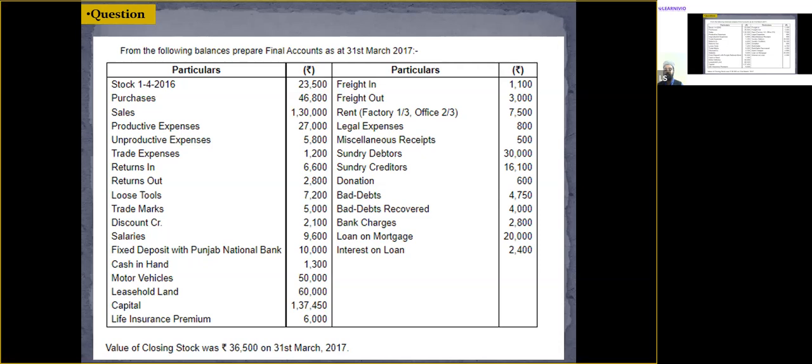Then the next item we have is fixed deposit with the Punjab National Bank. So we have a fixed deposit account with a particular bank, and in that account we have 10,000 of bank balance. So tell me, what do you think? Is it a liability or an asset? Is it an expense or income? What is fixed deposit with the Punjab National Bank?